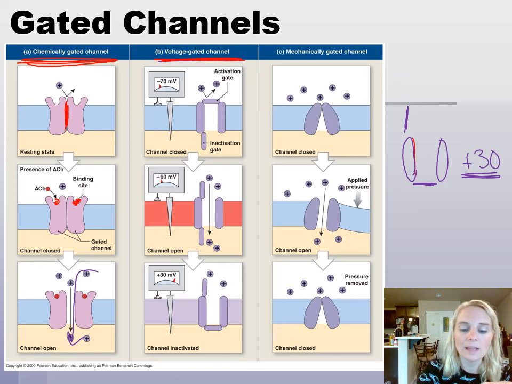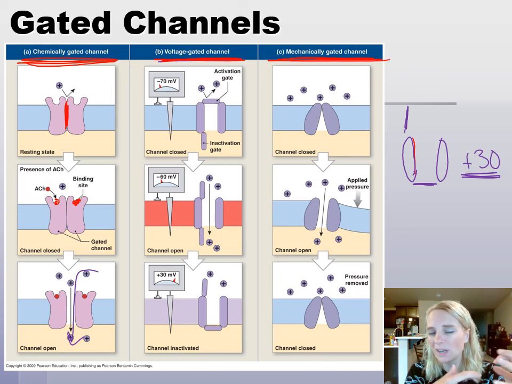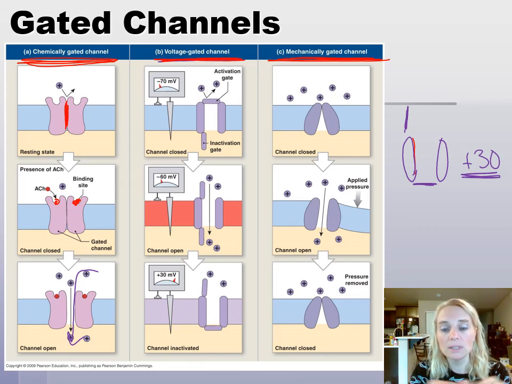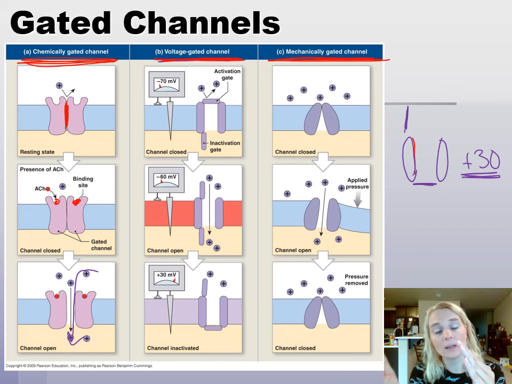Okay. And then lastly, we have mechanically gated channels. We just mentioned these here. We're really not going to see them too much in the rest of this chapter. We'll see them in the future when we take a look at touch receptors. But the gate is closed until it physically gets distorted and opened by pressure being applied. Sodium will rush in, we can activate the cell, pressure goes away, gate closes, the cell becomes not stimulated anymore.